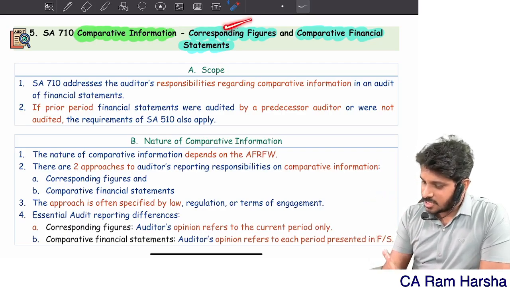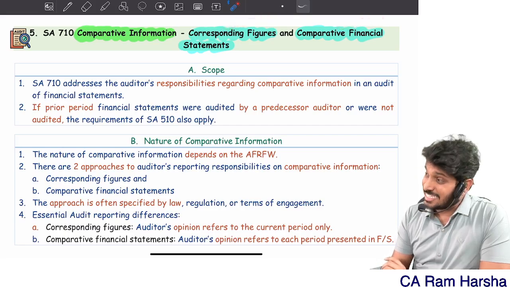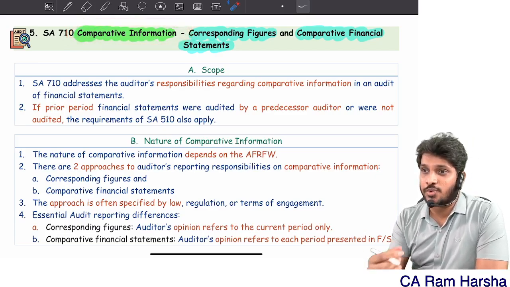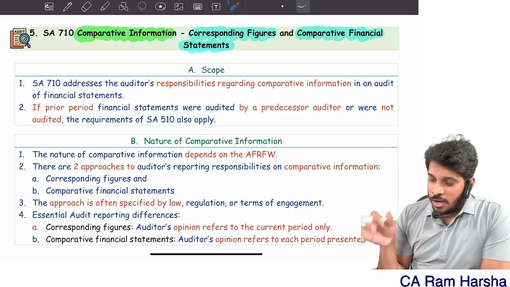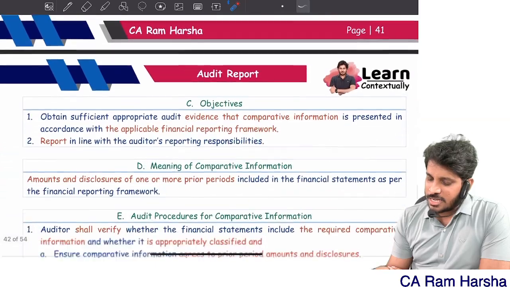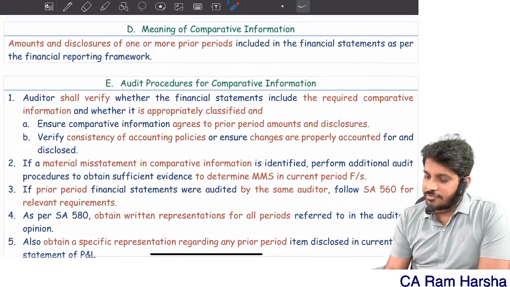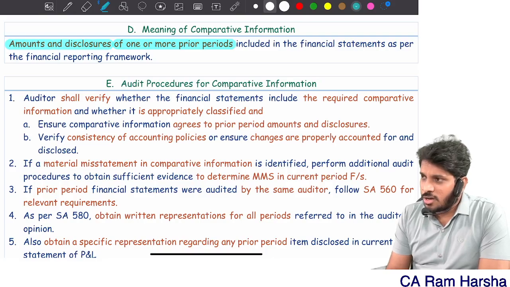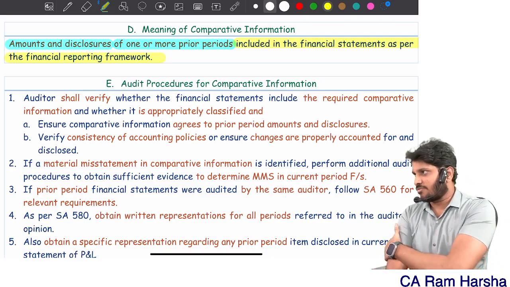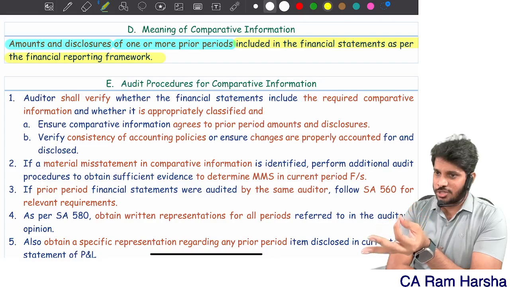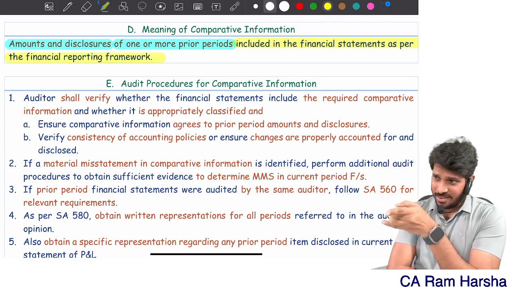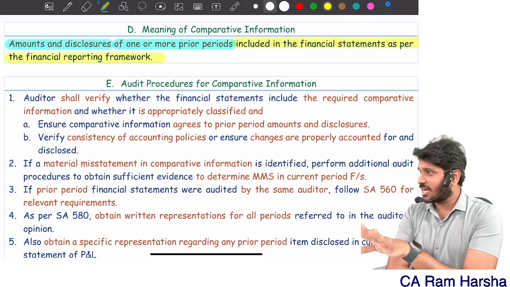By the way, whether it is corresponding figures or comparative financial statements, they both are called comparative information. What is comparative information? Meaning of comparative information: amounts and disclosures of one or more prior periods which are included in the financial statements as per the applicable financial reporting framework.